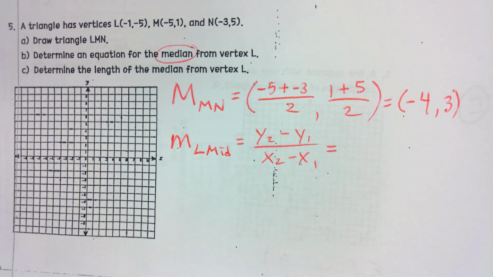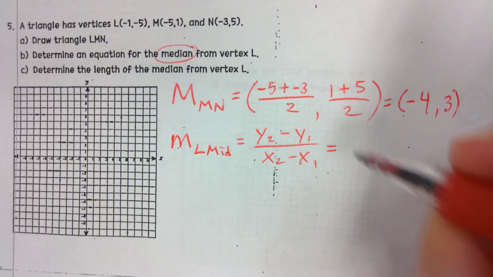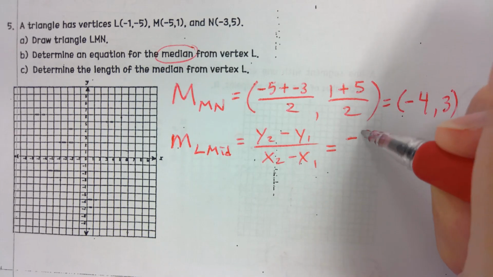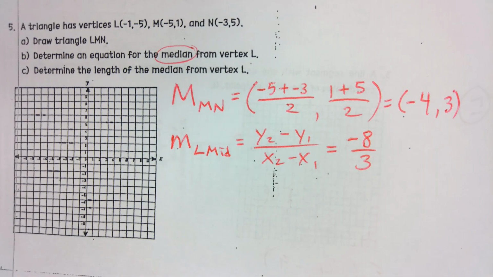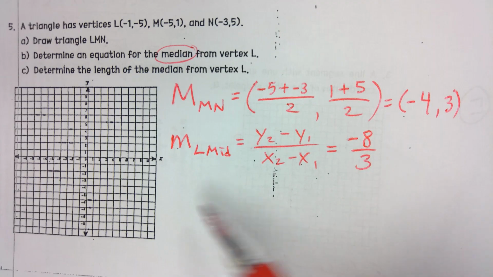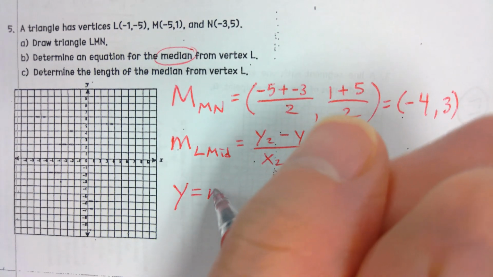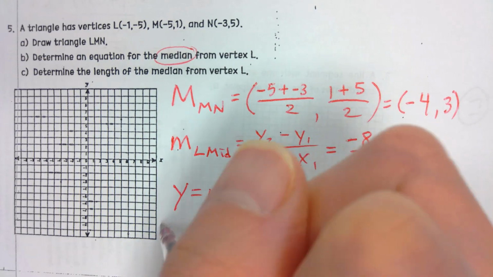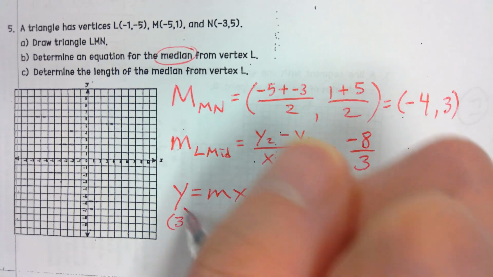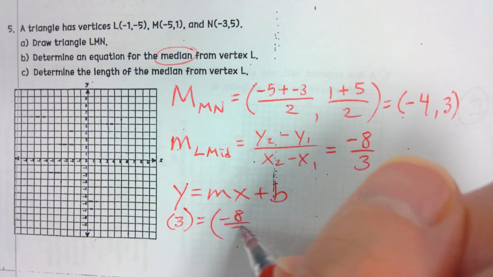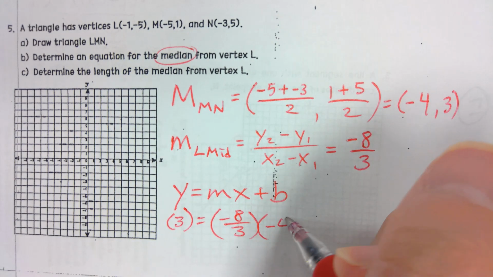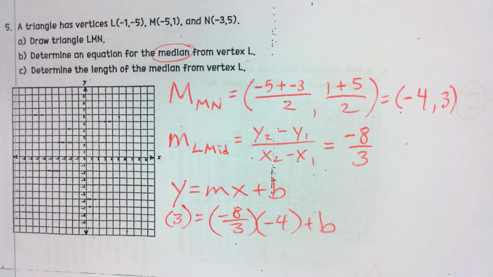Alright, somebody calculate the slope of L to the midpoint for me, please. Okay, Gavin, what did you get? Negative 8 over 3. Okay, back to this. So now that I found the slope, I have the midpoint, I have the slope, I can use it to sub into y equals mx plus b. So y is 3, m is -8 over 3, x is -4. All this to find out what b is.